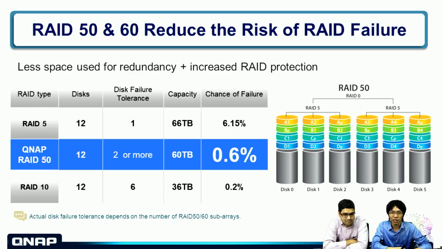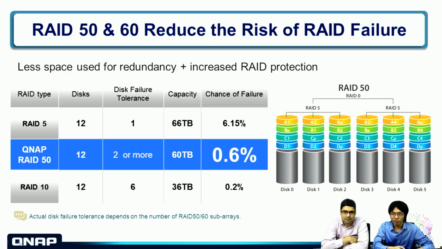As you can see from the slide, with QNAP RAID 15, the chance of data failure in 5 years has dropped compared to a big RAID 5, from 6% to 0.6%. It sounds better. Yes, because, as you can see from the chart on the right, RAID 15 separates the disks into different sub RAID 5 groups. So even if one disk fails in the first RAID group, if a second disk fails in another group, the whole RAID 15 is still workable.